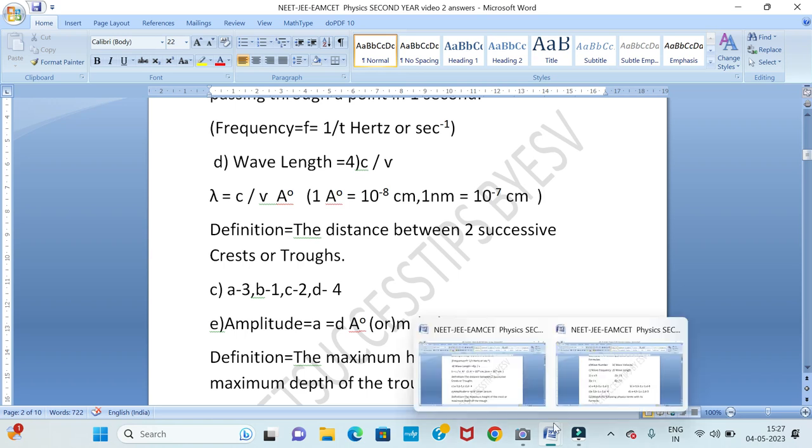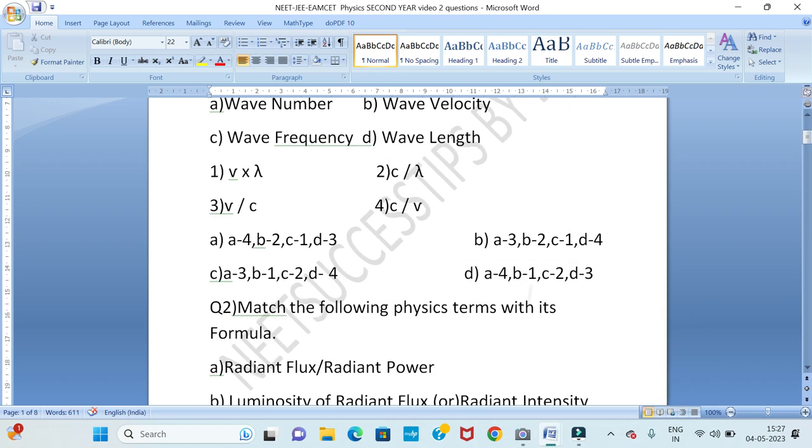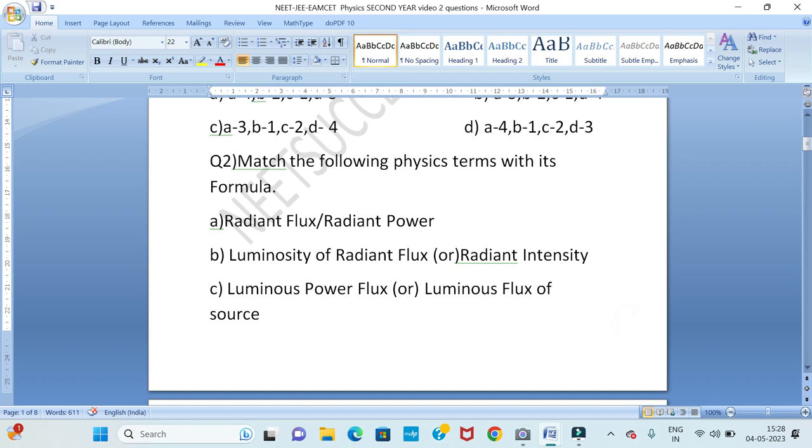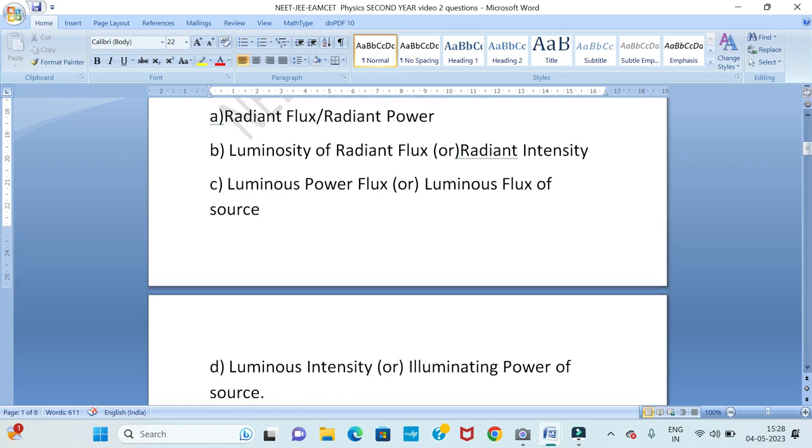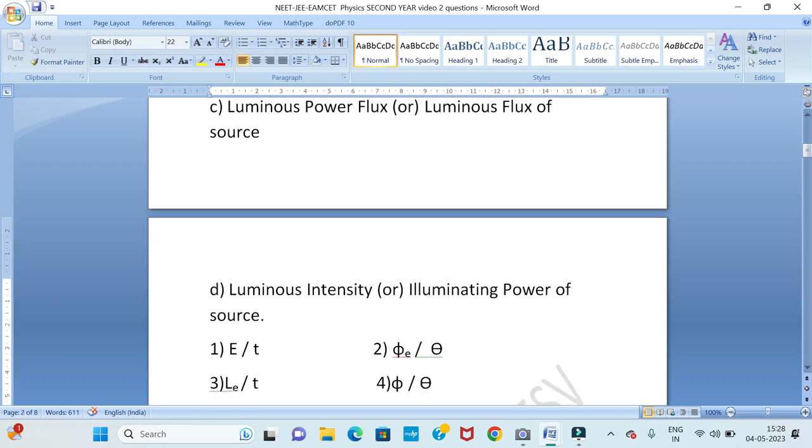Next, second question. Match the following physical terms with their formulae. Radiant flux or radiant power, both are the same. Luminosity or radiant intensity. Luminous power flux or luminous flux of a source, both are the same. Luminous intensity or illuminating power of a source. So you have to match these with the formulas.